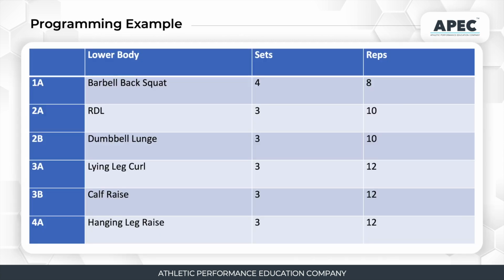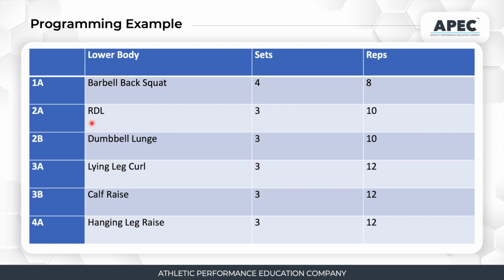Okay, let's take a program example now, and let's look at how we have achieved our PAA system in a couple of different examples. So here we have a programming example, a lower body session. The primary lift here is a barbell back squat. So that is our primary lift in the program, 4 sets of 8 repetitions.